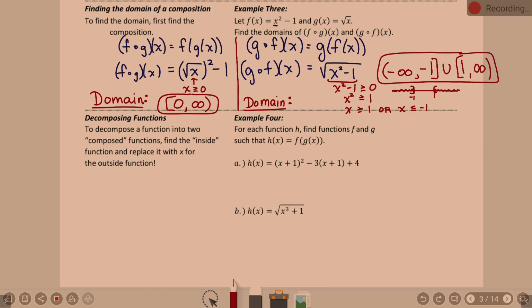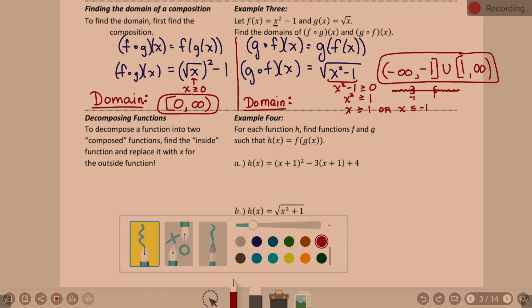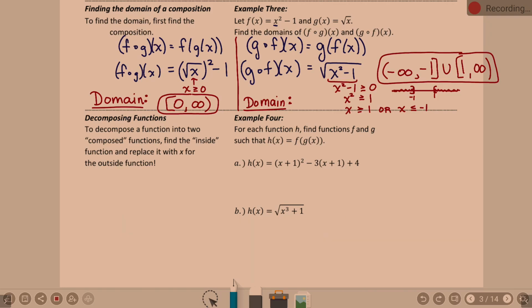So, we did f of g and g of f yesterday. You're going to have to work to put those compositions together in homework. Now, we need to go the opposite direction. We composed functions. We put f and g together. Now we're going to decompose. So we're going to take f and g and separate. They're going to give us f of g, and we're going to decide this could be f, this could be g. So to decompose a function into two composed functions, you find the inside function and replace it with x for the outside function.